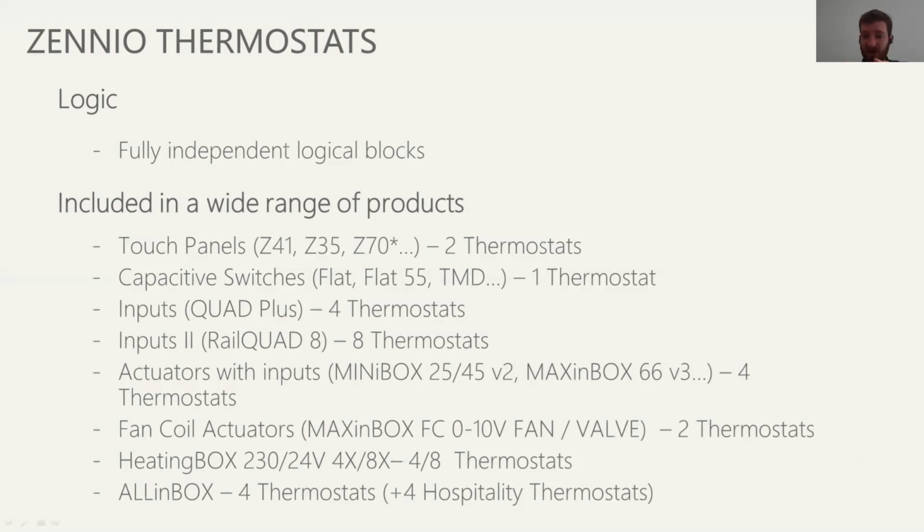The ones that have inputs, some of the fan coil actuators, as we saw before, the maximum box fan coil 0 to 10 volt fan and the 0 to 10 volt valve, they have 2 thermostats. The heating box, if it's a 4-channel, has 4 thermostats. If it's an 8-channel, it has 8 thermostats. And the oven box has the 4 thermostats I mentioned, plus the 4 hospitality thermostats, which are the ones meant for hotel projects.